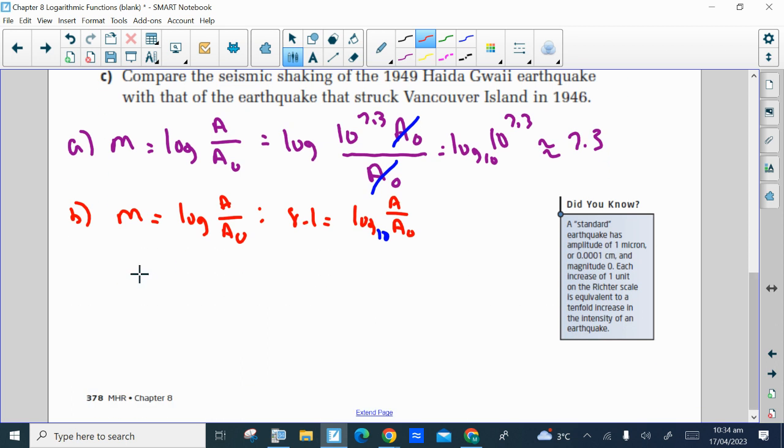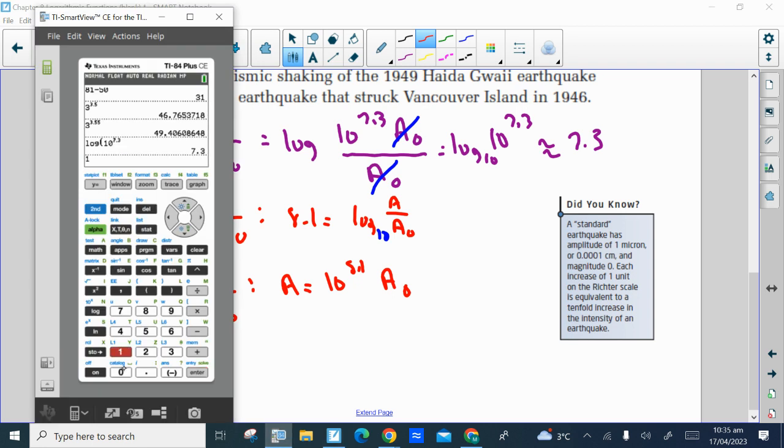If we convert from logarithmic form to exponential form, it'll be 10 to the power 8.1 equals A over a sub-zero. If you start with the base and cycle through, that's what you get. And remember, we want to know what A is in terms of a sub-zero. So if you take this expression and multiply both sides by a sub-zero, you'll have A by itself. A will be 10 to the power 8.1 times a sub-zero.